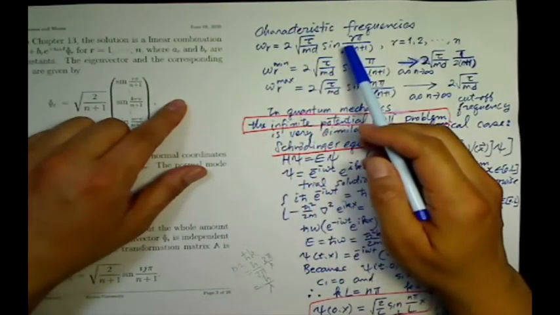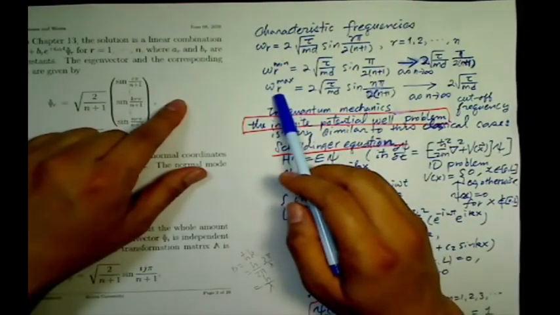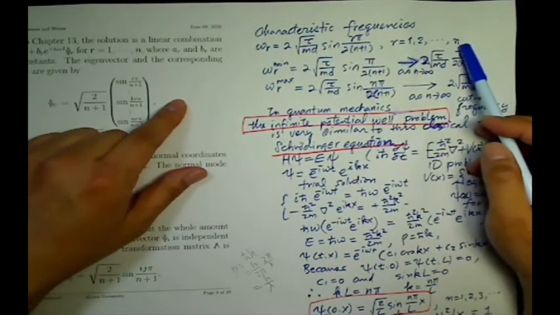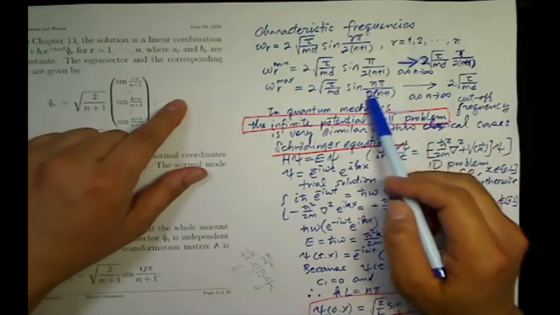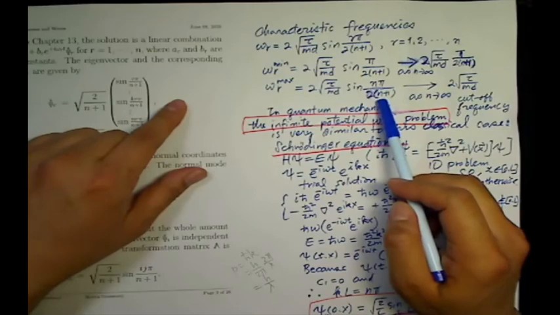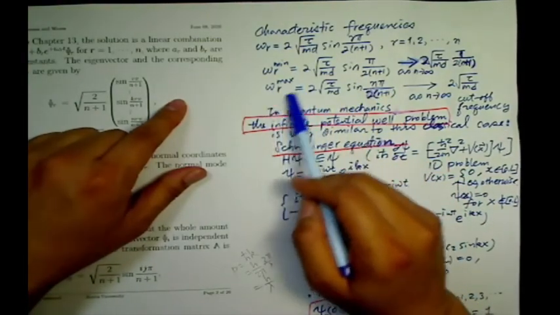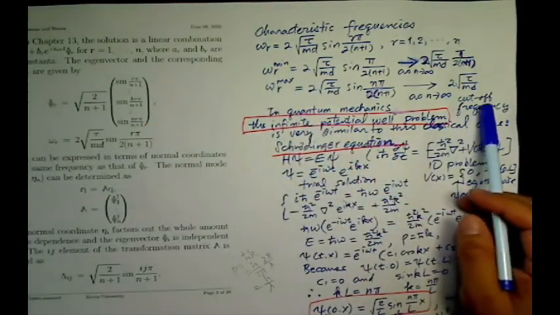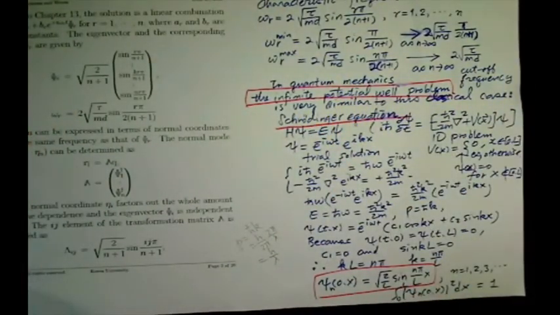However, even though n goes to infinity, this maximum value will be obtained when r is n. And we know this is just the sine of half of pi as n goes to infinity. That is just 1. So we find that the characteristic frequency has a maximum value. It is fixed. So we can say it is a cutoff frequency of the normal modes. Even though n goes to infinity, it can never reach infinity.